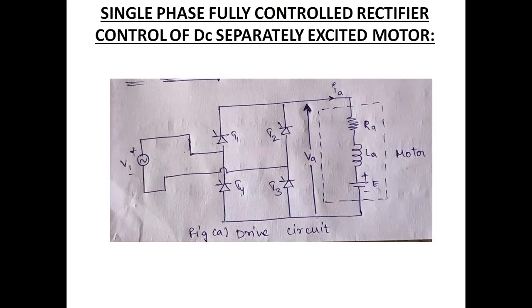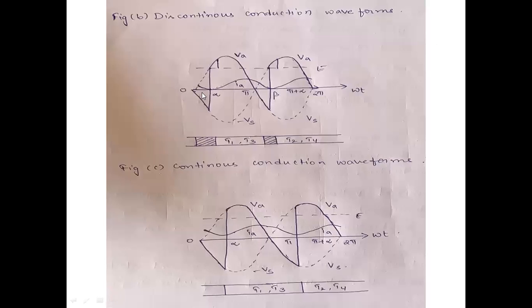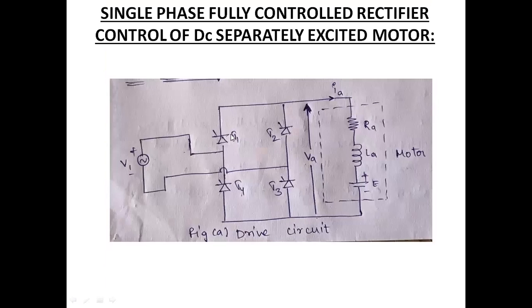So in a cycle of source voltage, thyristors T1 and T3 are given gate pulses from angle alpha to pi. For the first cycle, we are giving gate pulses to thyristors T1 and T3. If you give the gate signal to T1, T3 is automatically connected in the same way.